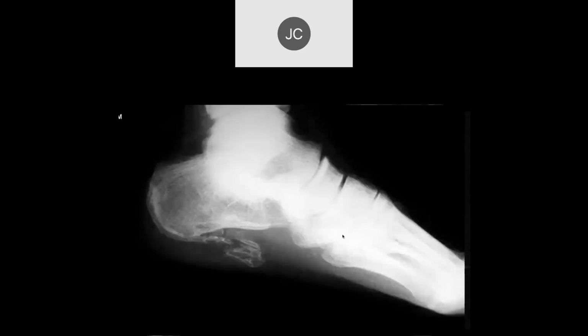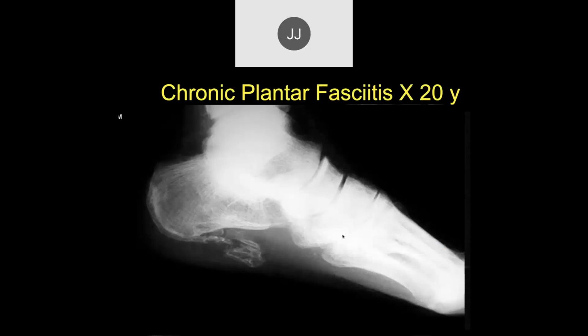Is this my patient? Yes, John. So John's going to tell us about his patient. Yeah, I treated him when he was in his 50s for heel pain, and I injected him with cortisone, and he was fine after that for many years. Then he retired.